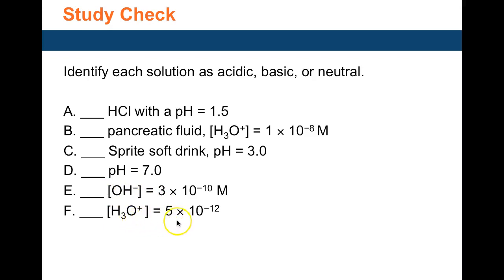H3O+ is 5 times 10 power negative 12. All right, so 10 power negative 12 is much less than 10 power negative 7. So therefore, this is basic, okay? So acid, base, acid, neutral, acid, and base.